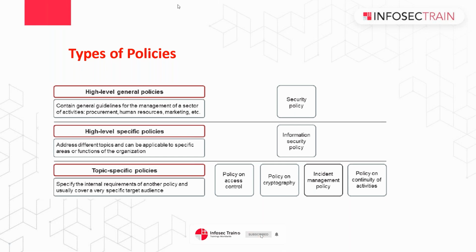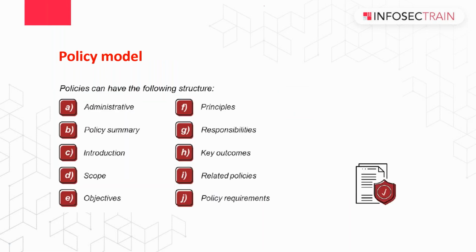Now when we create it, what information needs to be given in it? When we construct a policy, or structure a policy, first is your administrative policy summary, introduction, scope, objective, principle, responsibility, key outcome, related policy, and policy requirement. These are all required. Now what is administrative? The policy title, what that policy is of. Make sure you give it a version number as well.